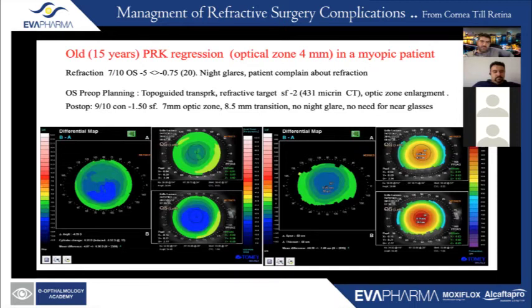And after this treatment, the final visual acuity was 9/10 with a -1.. sphere. The new optic zone is 7 millimeters with a transition to 8.5 millimeters, and no night glare and no need for near glasses.